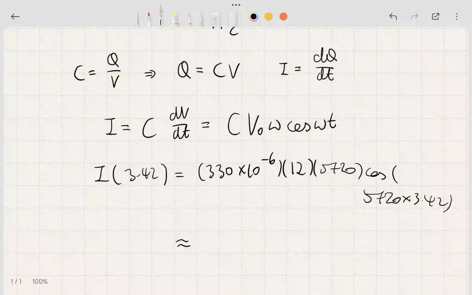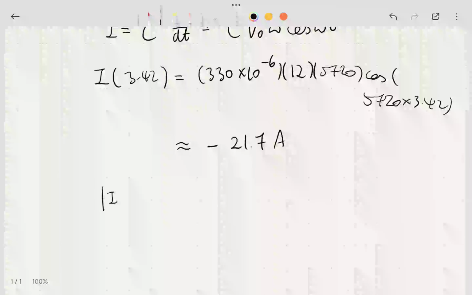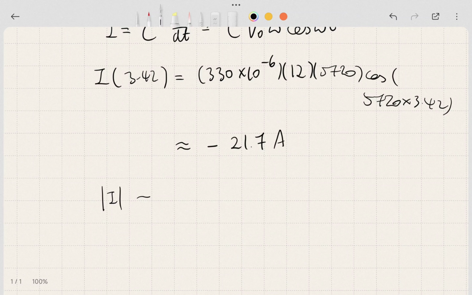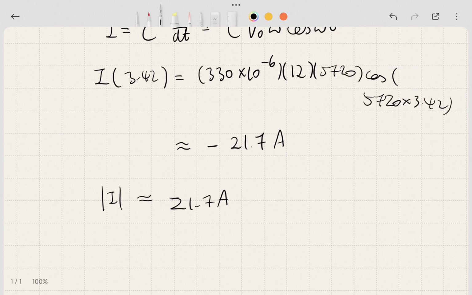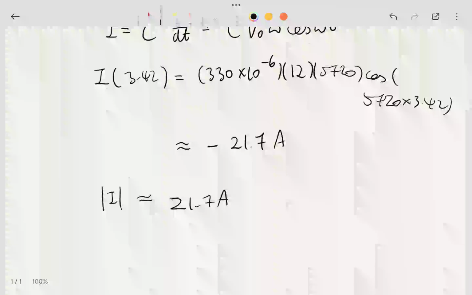So cosine of 5,720 times 3.42, we get a value of minus 21.7 amps. We're asked for the magnitude, so the magnitude is the absolute value of that. It's going to be 21.7 amps. The value seems reasonable enough. It's about the same magnitude that I was expecting. So let's see. Yeah, that's the correct answer.